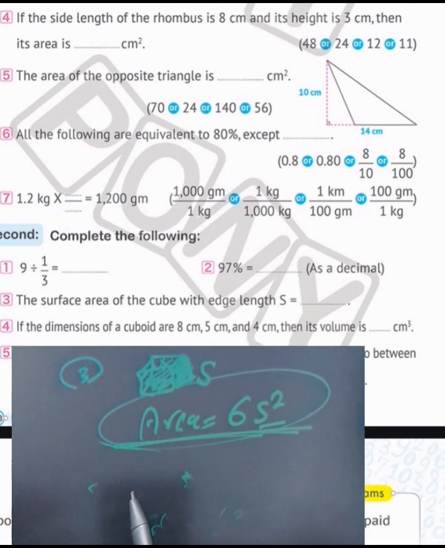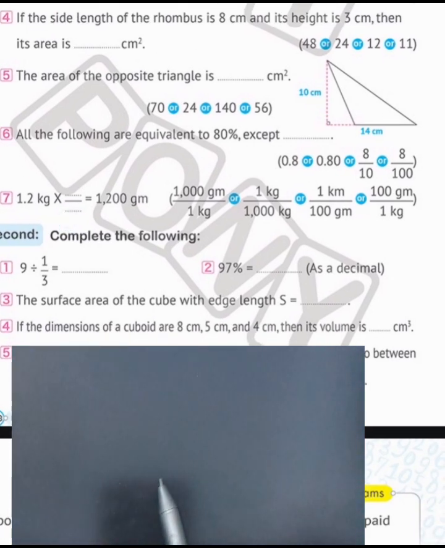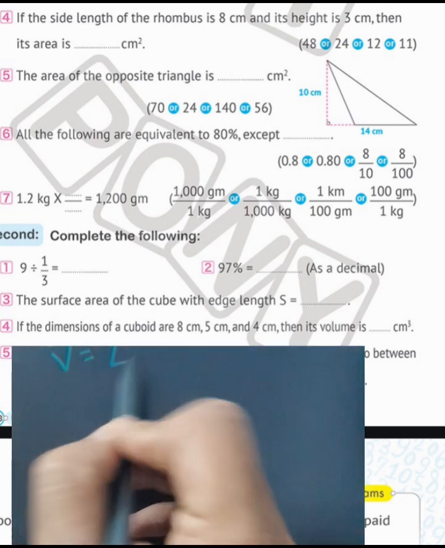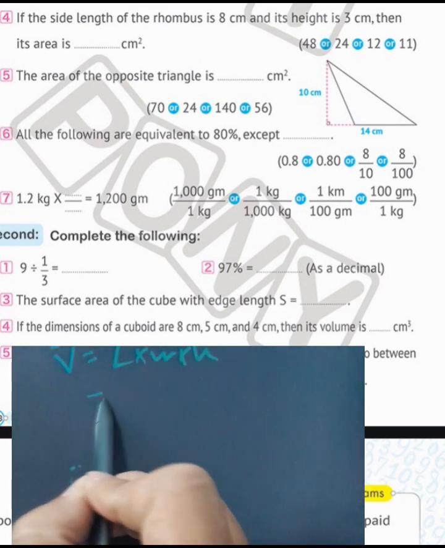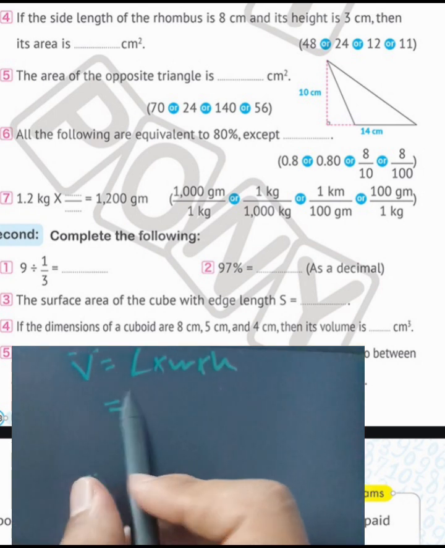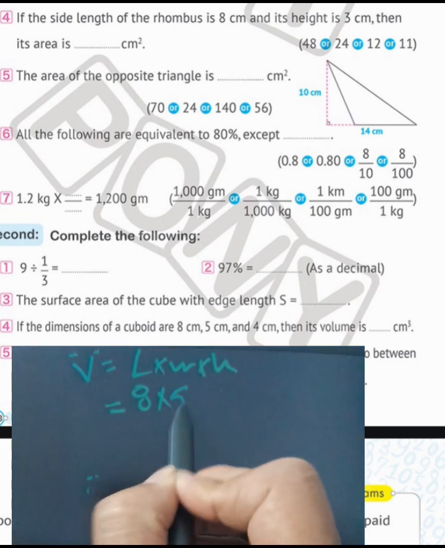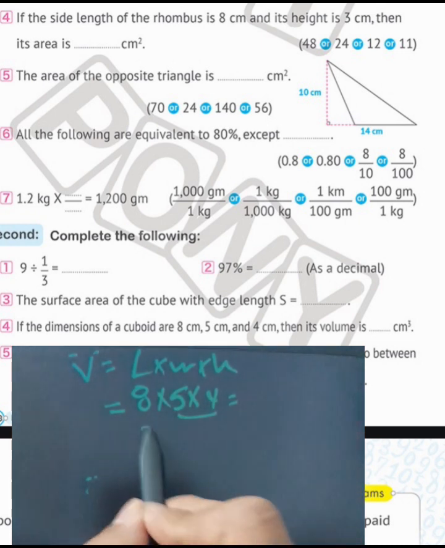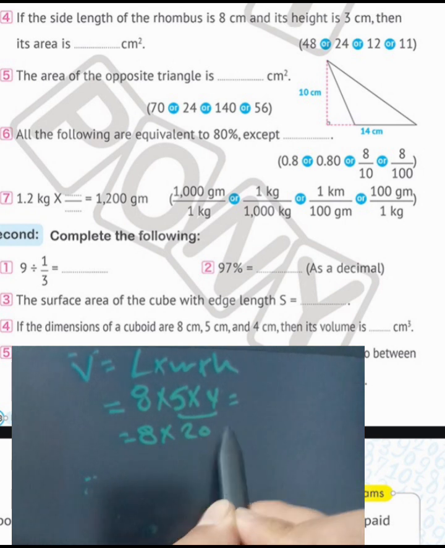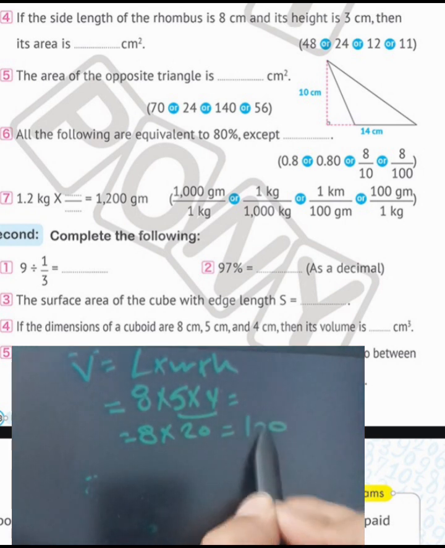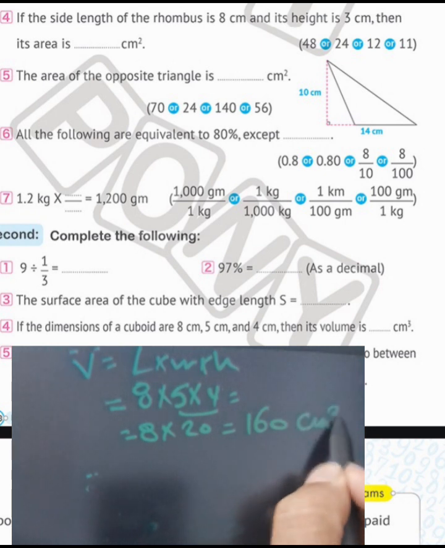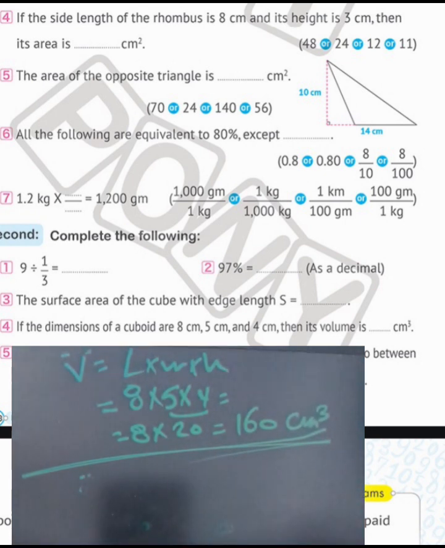If the dimensions of a cuboid are 8 centimeters, 5 centimeters, 4 centimeters, find the volume. The volume equals length times width times corresponding height. We have 8 times 5 times 4. 4 times 5 equals 20. 8 times 20: write 0, and 8 times 2 equals 16. The result will be 160 cubic centimeters. It's the volume of the cuboid, length times width times height.